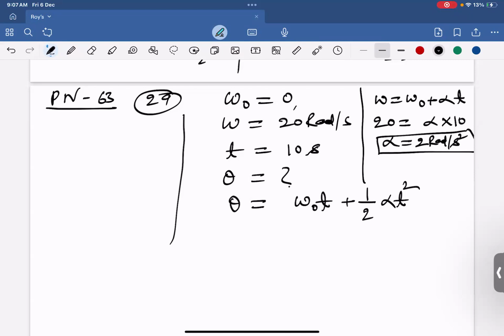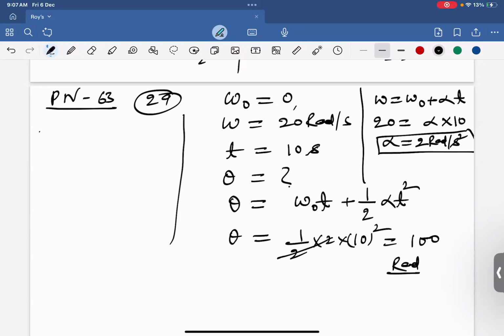Okay, understood? Yes, sir. Now, if I put the alpha value here, omega naught was 0 only. Alpha, if I put here, t is 10 square. So you get the answer 10 square, that is 100 radian is the final answer. Okay.